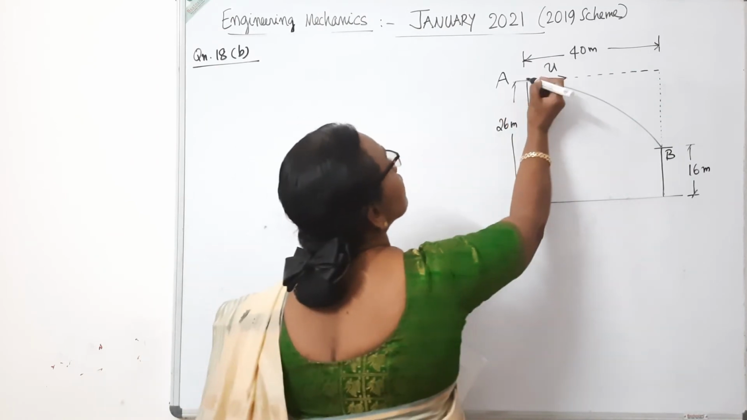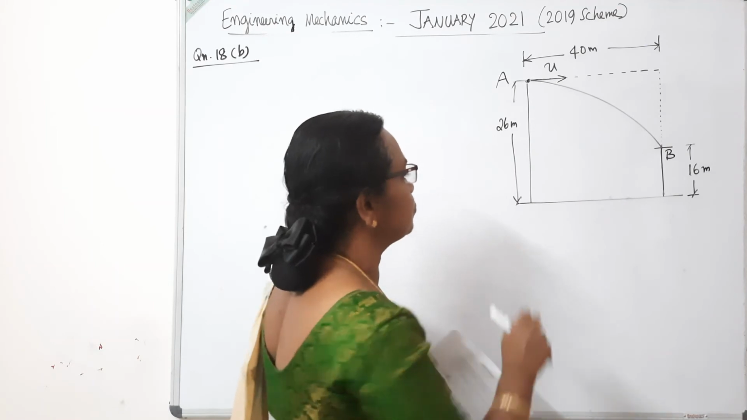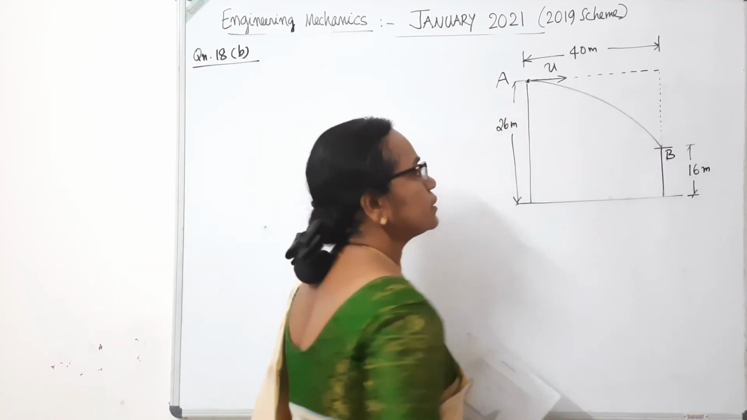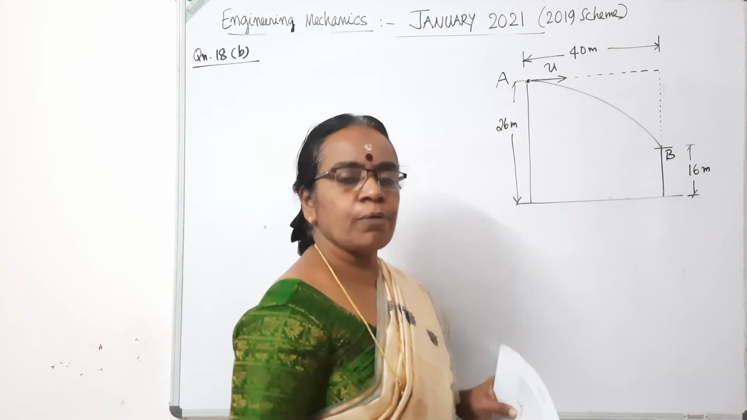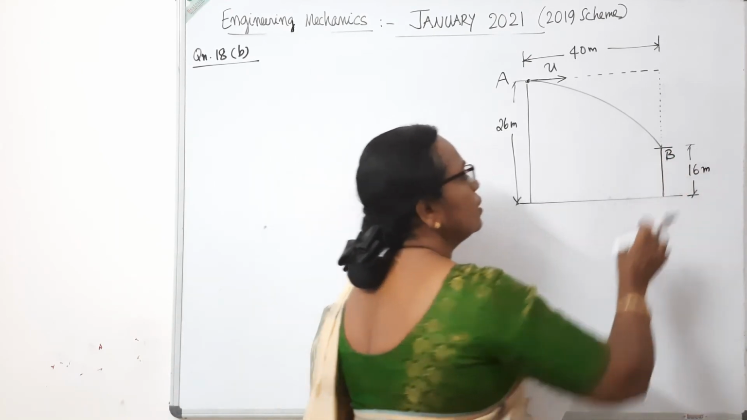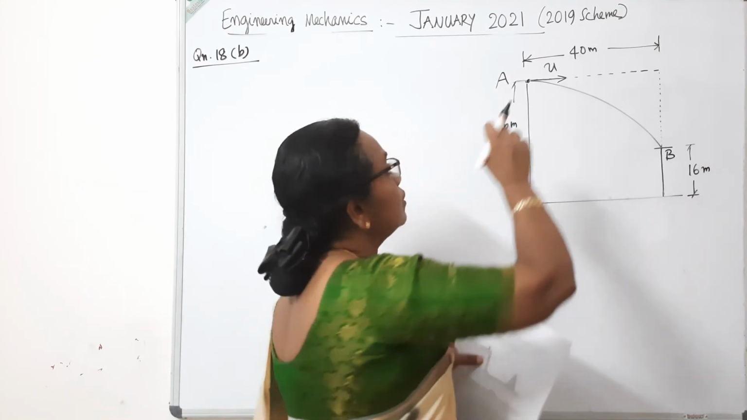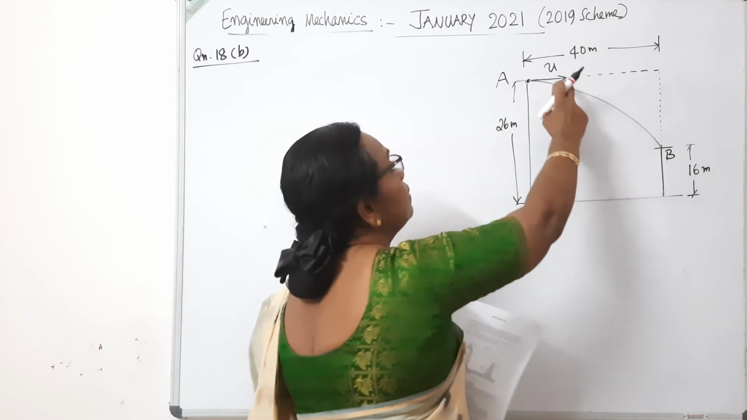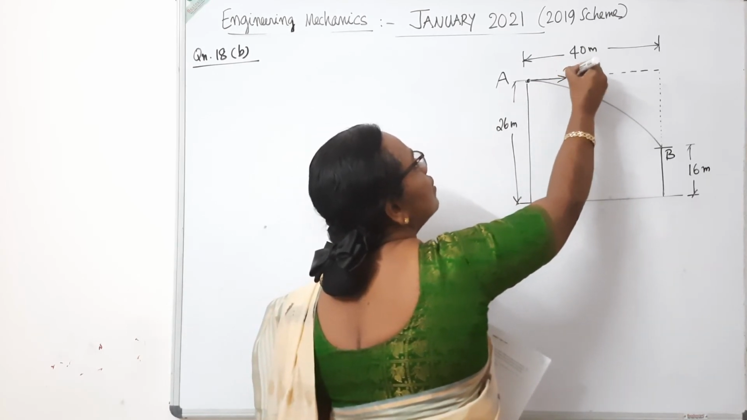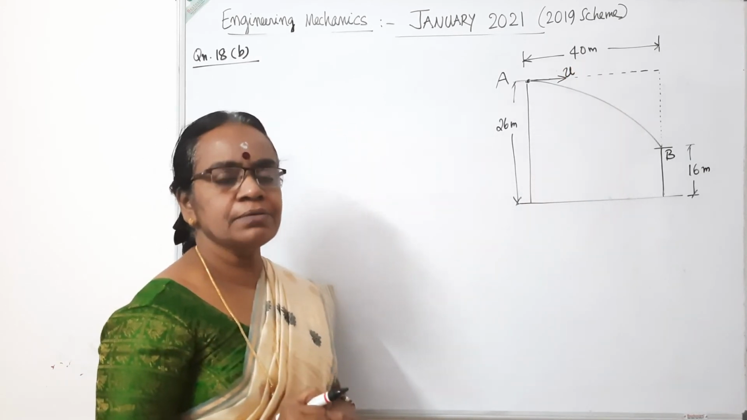A boy is throwing a stone or a rock from this point A, which is 26 meters from the base, and it clears the object at B, which is 16 meters from the same reference line. They are asked to find out what is the value of the minimum horizontal velocity u. It's a very simple example.